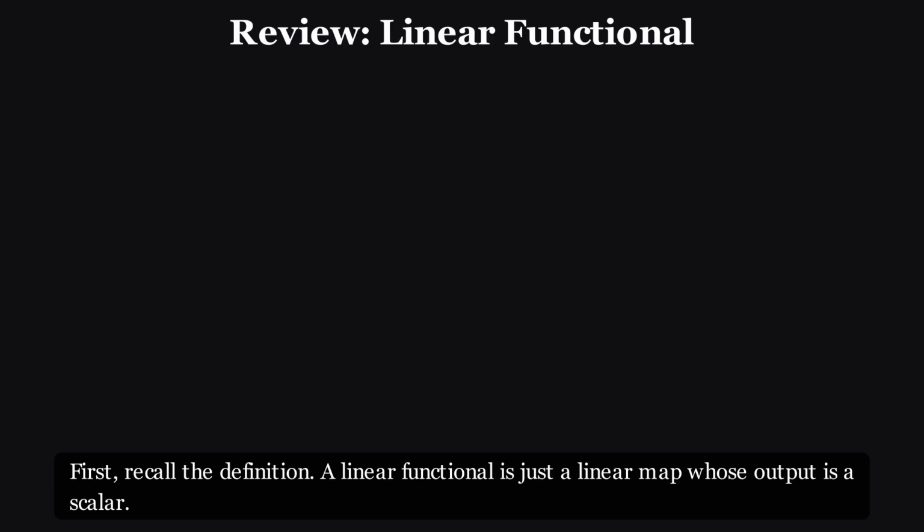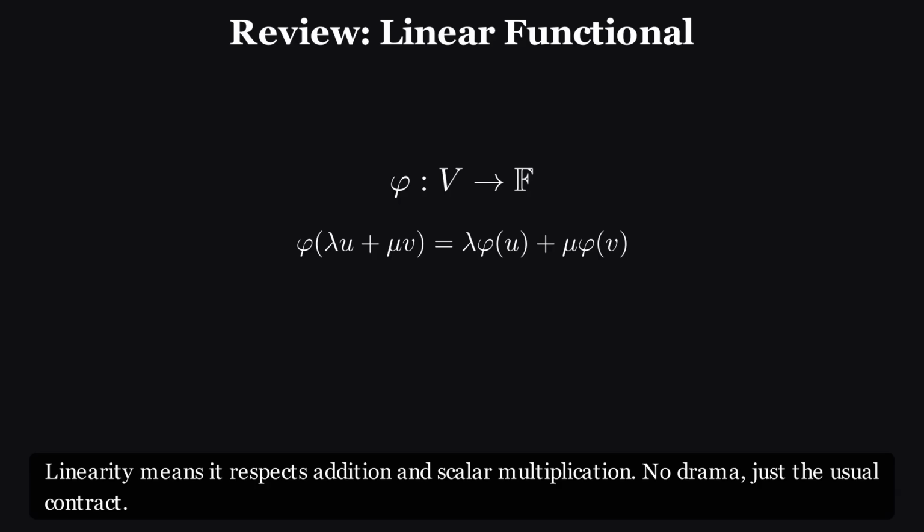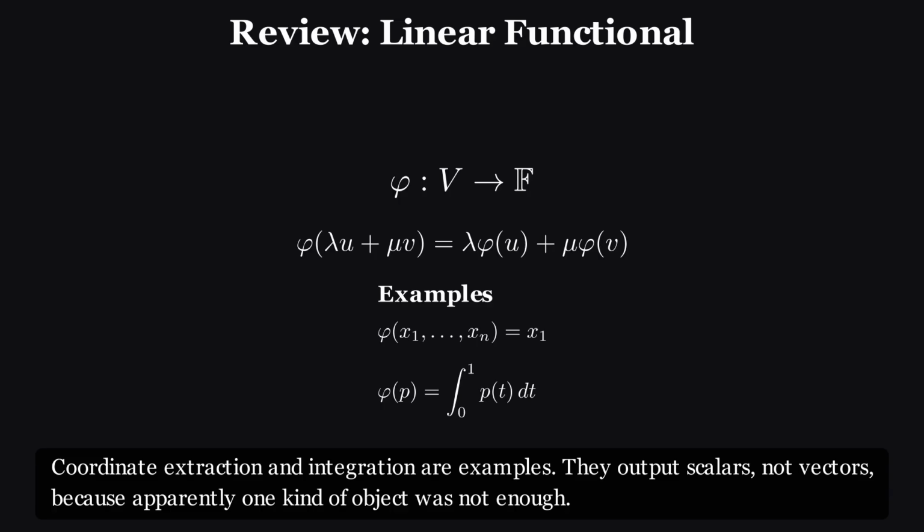First, recall the definition. A linear functional is just a linear map whose output is a scalar. The codomain is the field. Real numbers for real vector spaces. Complex numbers for complex vector spaces. Linearity means it respects addition and scalar multiplication. No drama, just the usual contract. Coordinate extraction and integration are examples. They output scalars, not vectors, because apparently one kind of object was not enough.